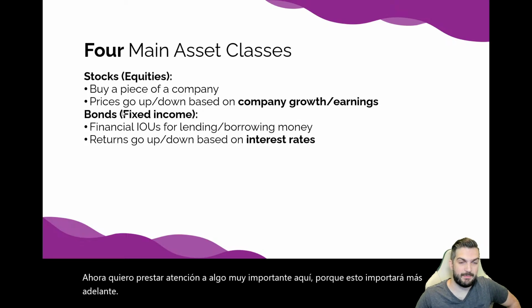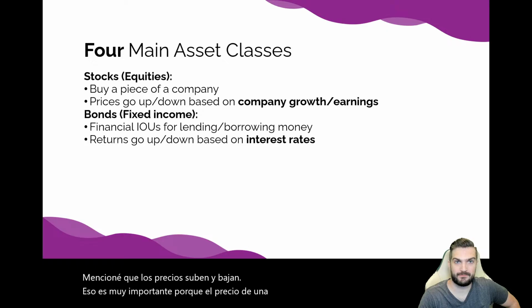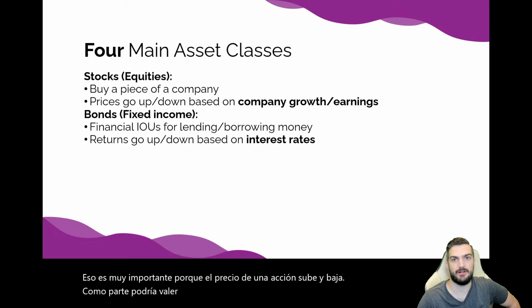Stocks. I mentioned that the prices go up and down. That's very important because a stock's price will go up and will go down. A share could be worth $100 today and $95 tomorrow. We have lost $5 of value.